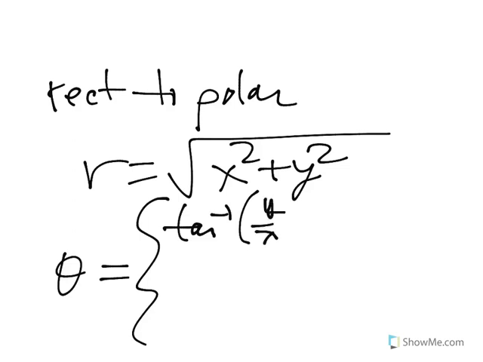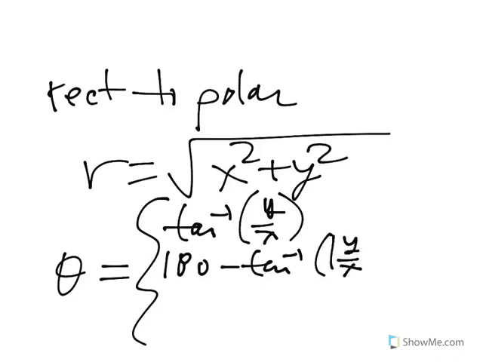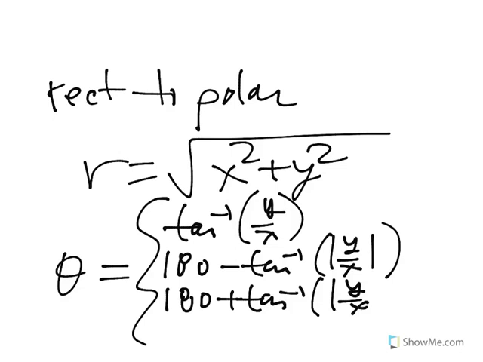of y over x, that's for quadrant 1, or it's going to be 180 minus tan inverse, I'm just going to say absolute value of y over x, so we just don't put negatives in there. If it's in quadrant 3, it's going to be 180 plus tan inverse of y over x, or 360 in quadrant 4 minus tan inverse.